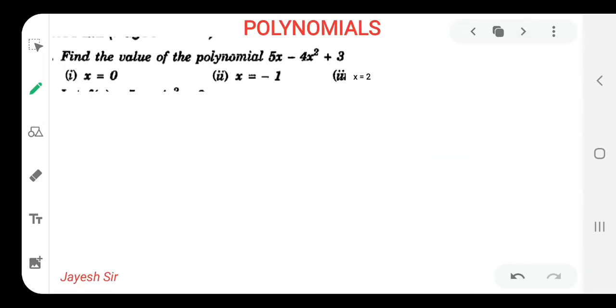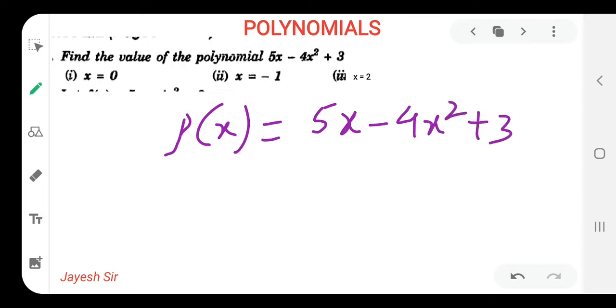The next topic is, we have to just place the value of x in the given polynomial. Friends, we all know how to identify which equation is a polynomial and how we write it. We write it as p bracket x, for the polynomial 5x minus 4x square plus 3. If the given equation is a polynomial, we denote it by p bracket x, P indicating a polynomial having variable x.